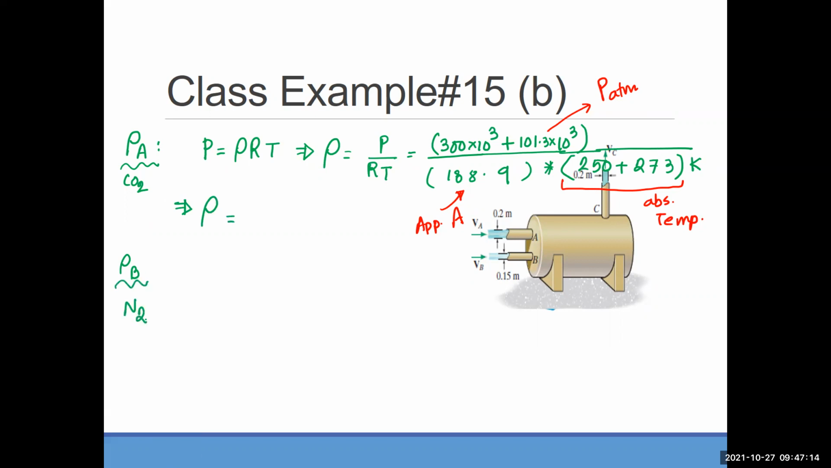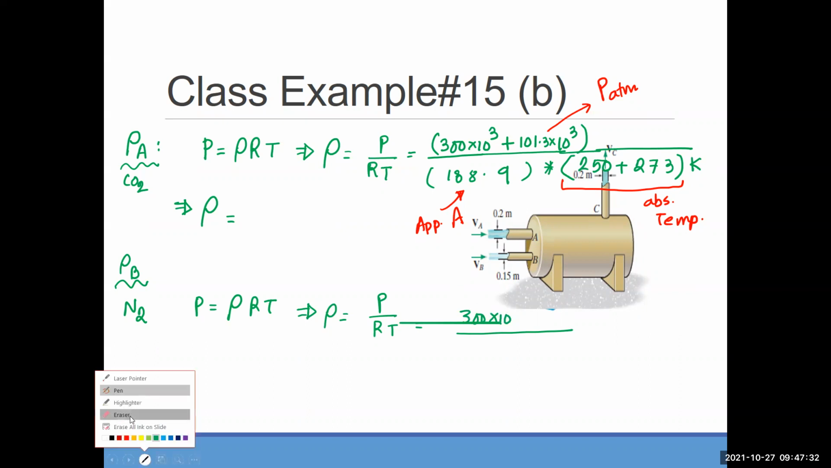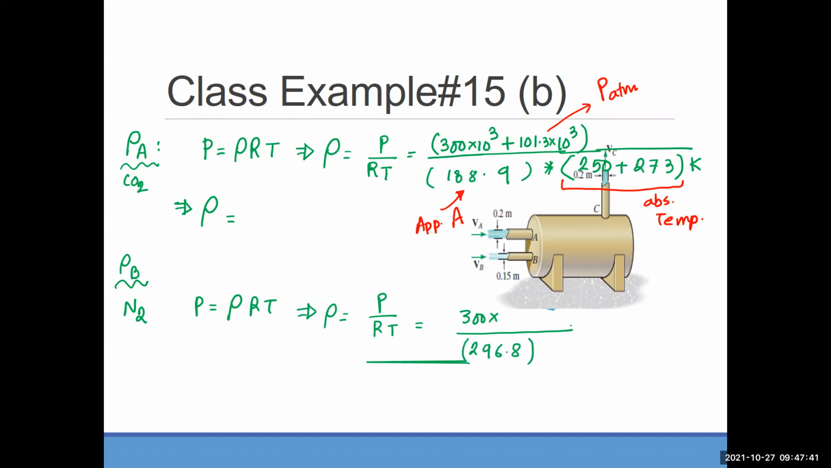While some of you are calculating this one, one of you can help me with the next part so we can save some time. The pressure was same again. Find out the R value for nitrogen. 296.8. Okay. And everything else will be same, right? 250 plus 273. This time I'm not writing any notes because everything is same.